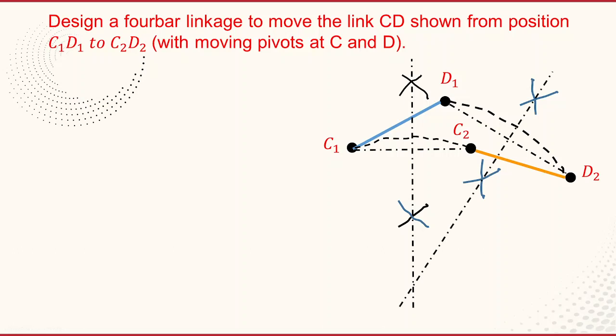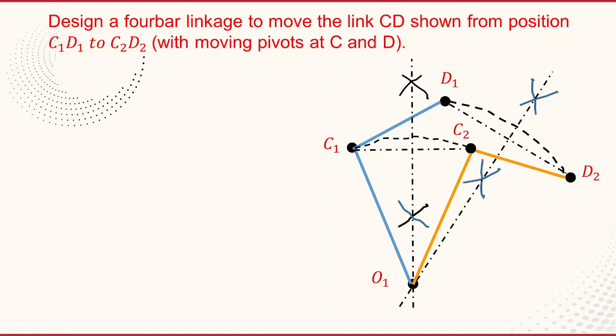Now see that these two lines will intersect. That intersection point is marked as the center, O1. About this center, the link C1 D1 has pure rotation to reach the new position C2 D2. Now we join O1 to C1 with a link, and O1 to C2 as another link. The initial position is O1 C1 D1 and the final position is O1 C2 D2.